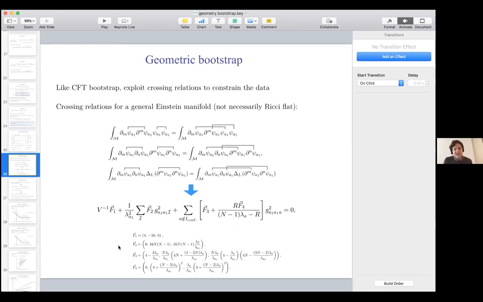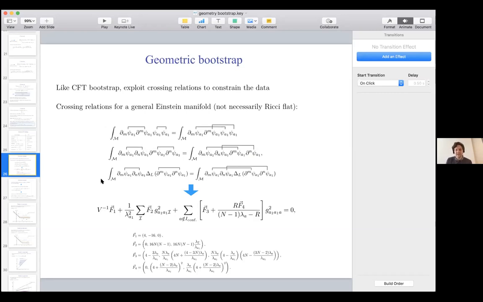Okay, so what we're going to try to do is set up a numerical bootstrap in analogy with the CFT bootstrap, try to exploit these crossing relations to constrain the geometric data, just like the CFT people do. So we're going to take some set of these crossing conditions. So here are the various crossing conditions that we had at the various orders in energy in the Kaluza Klein reduction.